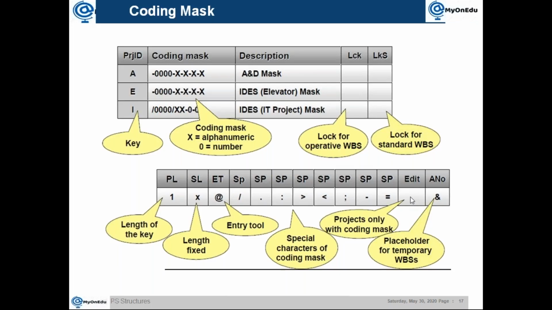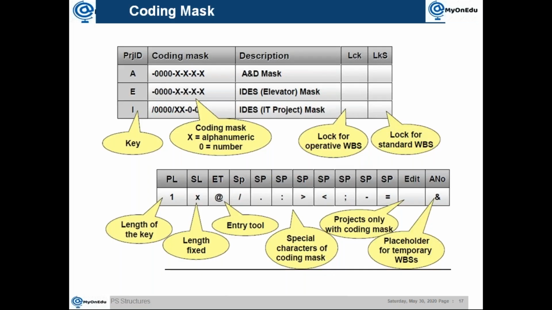There are two kinds of scenario in some organizations: some projects with coding mask and some projects without coding mask. If you have that combination, then you should not activate this check. If you activate the check, then it is gone; you always need to use it. So these are the things we need to consider in the initial discussion.